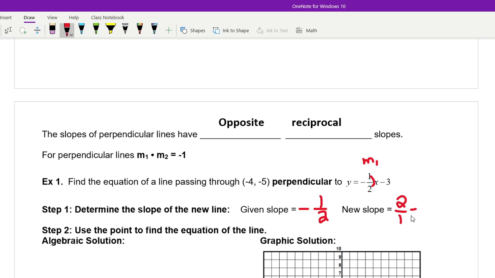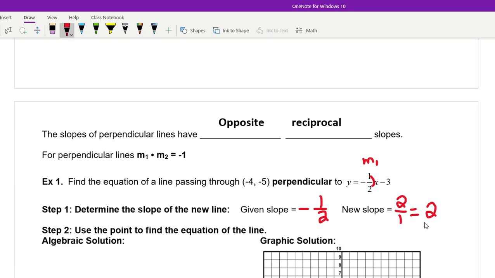We can simplify this to equal 2. The reason why this works: when you multiply fractions together, you multiply the top together and the bottom. 1 times 2 is 2. 2 times 1 is 2. And then 2 divided by 2 equals 1. So that's where the 1 comes in. And then a negative times a positive gives us the negative value. That's how we end up with negative 1 after multiplying our slopes.